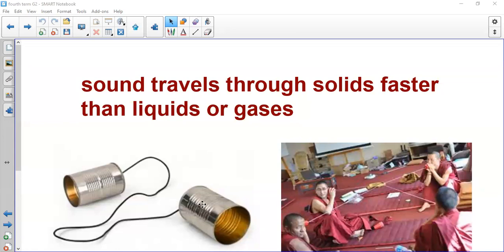And do you know how do we use them? How do we use these two cans and a string? Yes, we get a can, we talk and we make sounds in the can, and the other person puts the can on his ear so he can hear what the other person is saying. Excellent, excellent. Thank you.